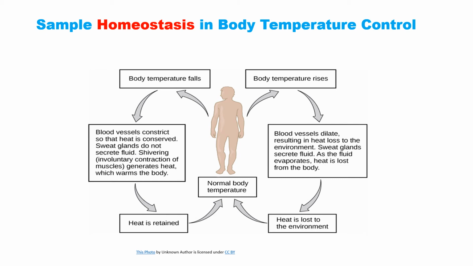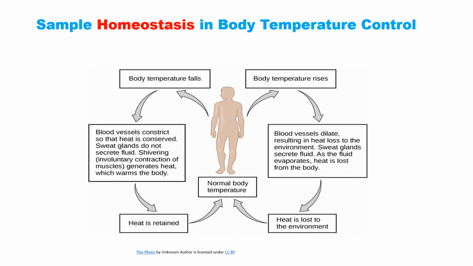And to illustrate the principle of homeostasis, we now have shown in this diagram how homeostasis is done in controlling the temperature of the body. So for example, when the body temperature falls, the blood vessels will constrict so that heat is conserved. The sweat glands do not secrete fluid, and shivering, or involuntary contraction of the muscles, will happen to generate heat, which warms the body. And heat is retained, and therefore normal body temperature can be maintained.